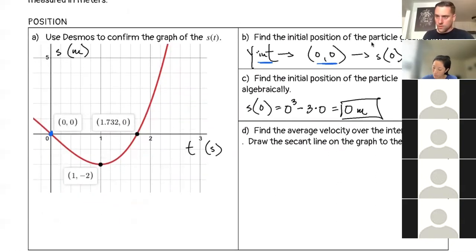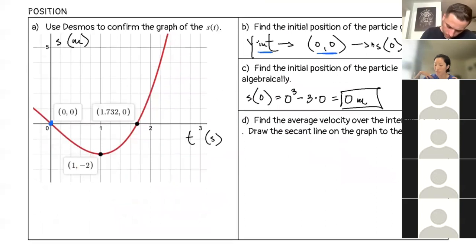All right, we got one last part for this position question, which is find the average velocity over the interval 1 to 2, and draw the secant line on the graph to the left. So if I were to draw a secant line, maybe we actually start with the secant line, what would the coordinates of those points be on this red curve?